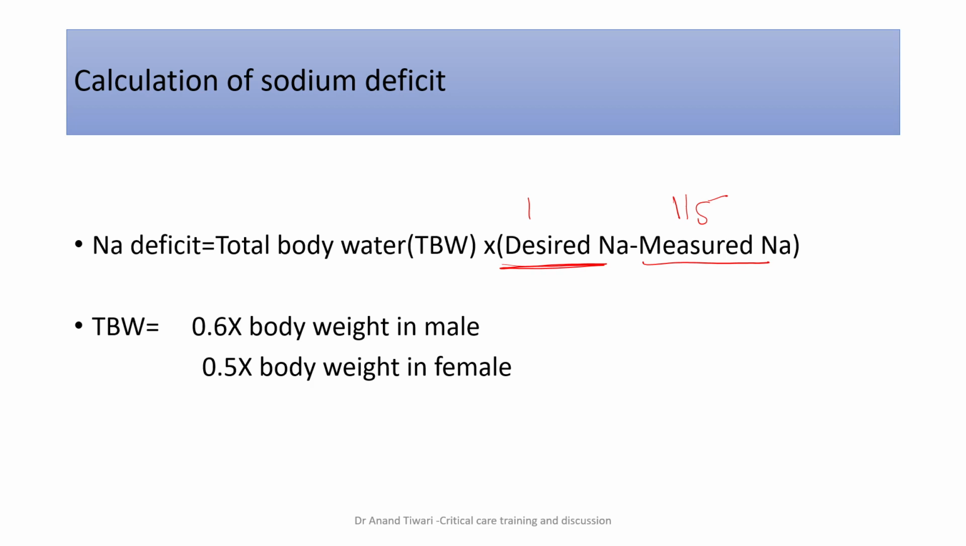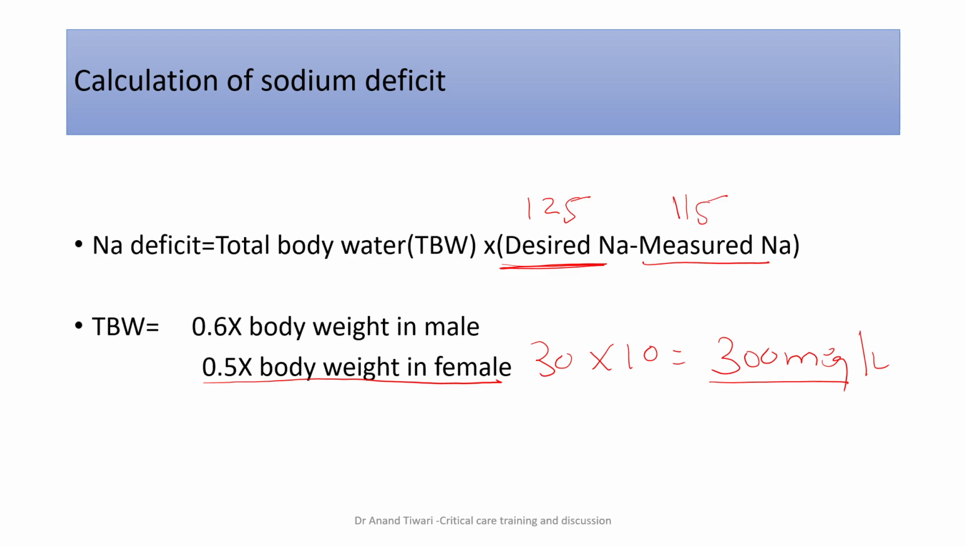transfusion, so 3% saline. I want to increase my desired sodium by 10, that is 125, and total body water is 0.5 into body weight for a female. So 60 kg is 30, into 10, that means my total requirement is 300 milliequivalents. 300 milliequivalents is the requirement.